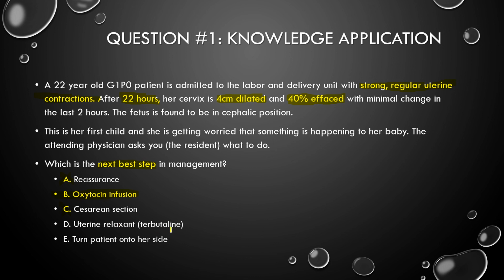How about a uterine relaxant? Is that going to be helpful? No, because if you give a uterine relaxant, you're going to make this even more delayed because you need contractions to dilate and efface the cervix. So it's not going to be uterine relaxant either. And turn the patient onto her side. What is that really going to do? Is that going to cause her to contract more and have more cervical change? Definitely not. So the answer is definitely the oxytocin infusion, letter B.